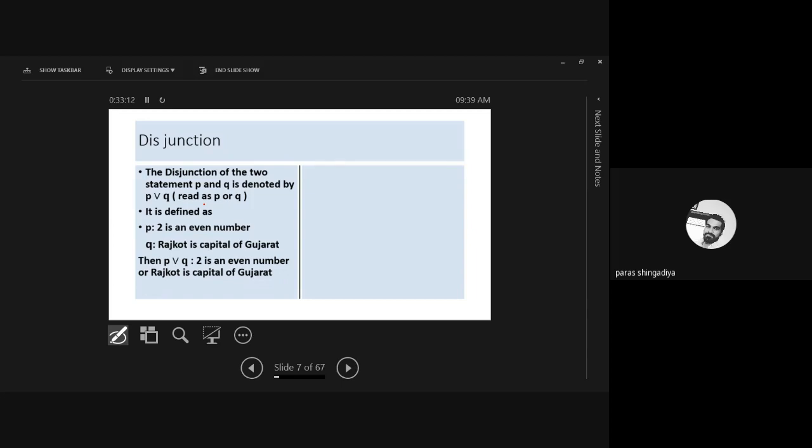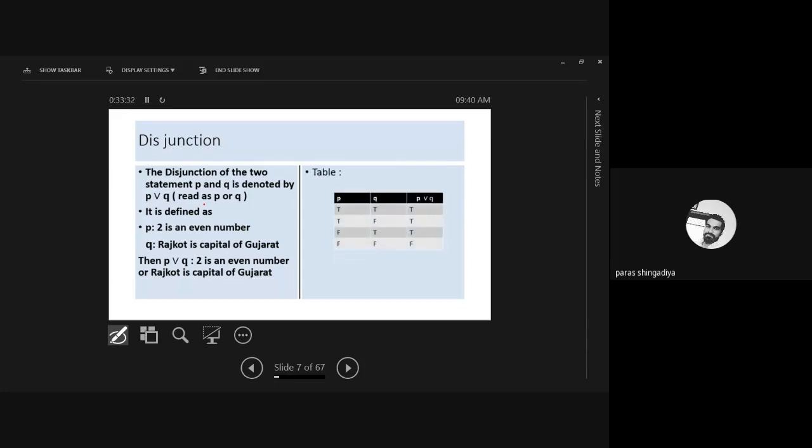2 is an even number. Rajkot is the capital of Gujarat. So what is P or Q? 2 is an even number or Rajkot is the capital of Gujarat. Clear? That is the form of the two statements. Clear? 2 is an even number or Rajkot is the capital of Gujarat. Clear? But how can we check it in a logical way?